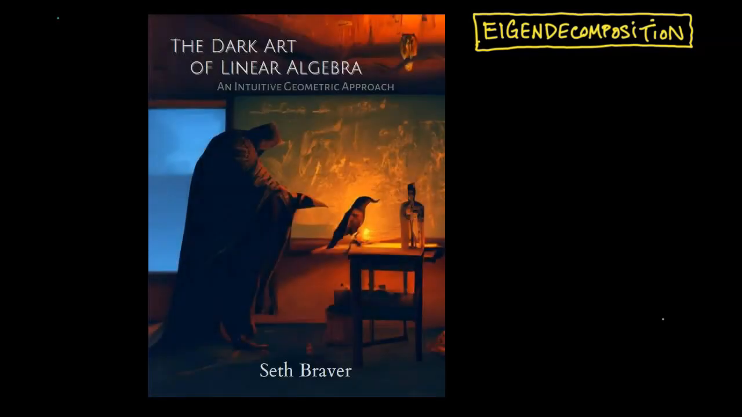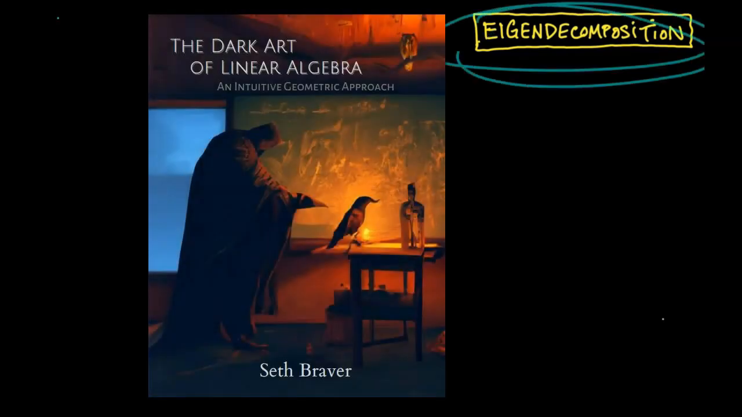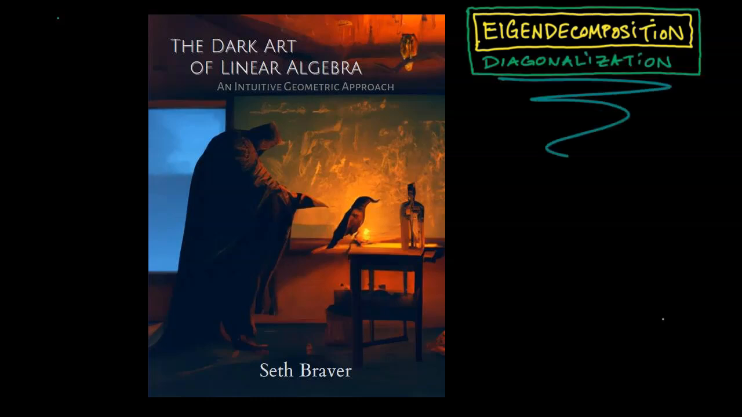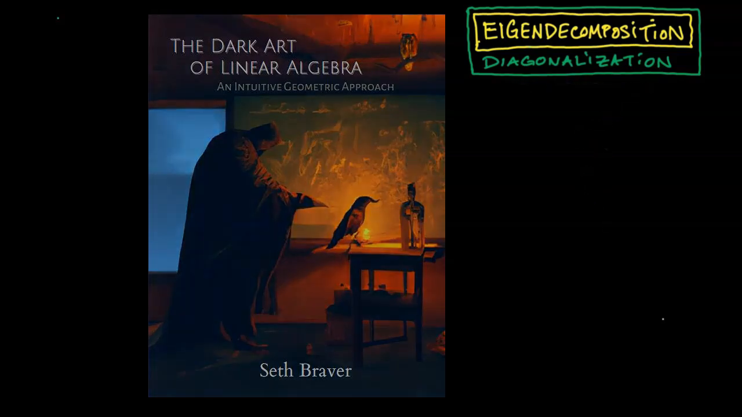And today's 7-syllable word is eigendecomposition. Yikes, what is that? Essentially, it is a special case of another 7-syllable concept that we discussed in the previous video, namely diagonalization. So to really understand eigendecomposition, we need to first take a step back and dwell on diagonalization a bit. So let's begin by recalling a few facts from the previous video.